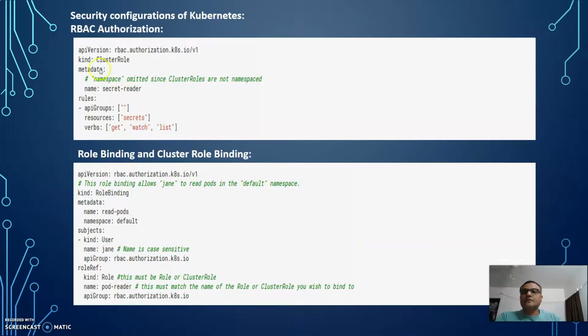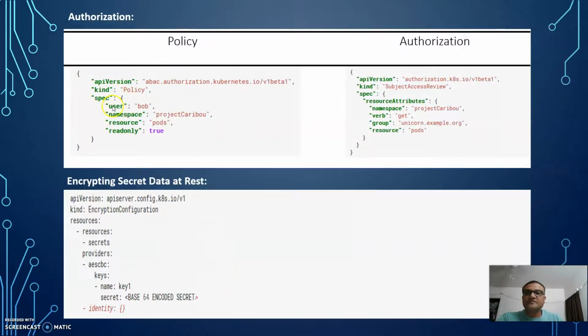This is the role YAML. This is how we can define the roles for groups, like the development team, testing team, and different teams. Get, watch, and list are the verbs that Kubernetes uses for the configuration of the role. And this is the role binding, cluster role binding YAML. This is how we can define the policies in a cluster.